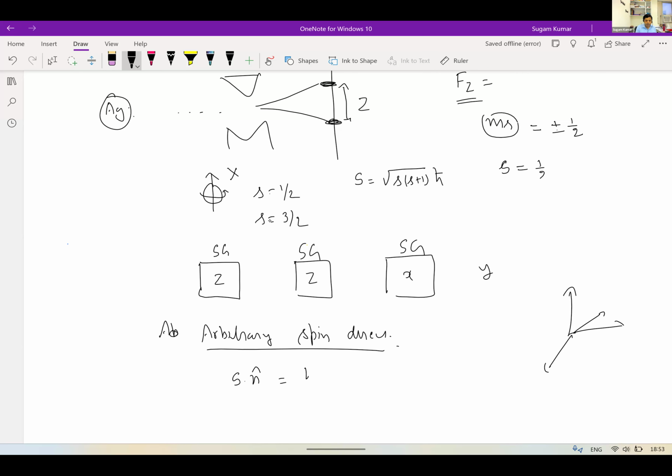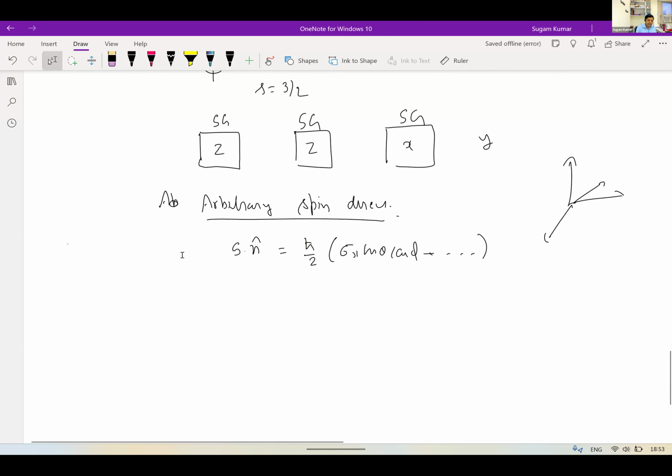The operator, of course, is going to be very simple. We will spend some time here. It's going to be sine theta and cos phi plus so on like that. The interesting part here is that this is the operator for a spin in a general direction, let us say a direction called n.